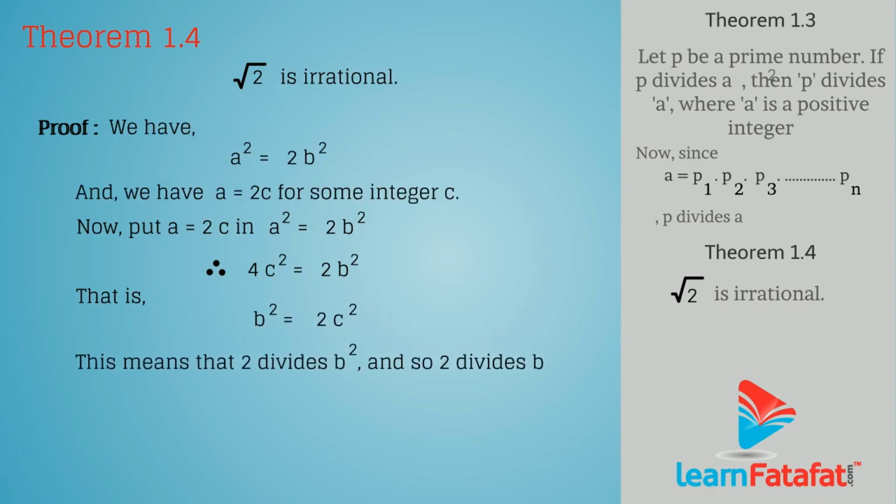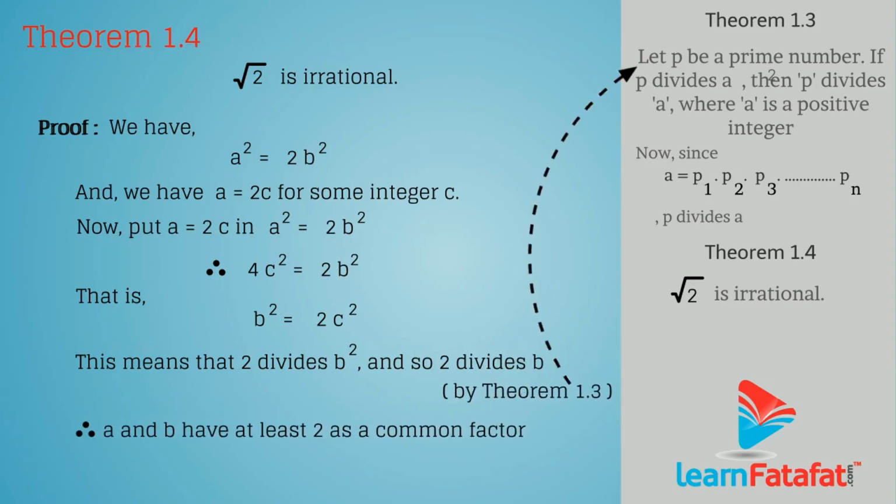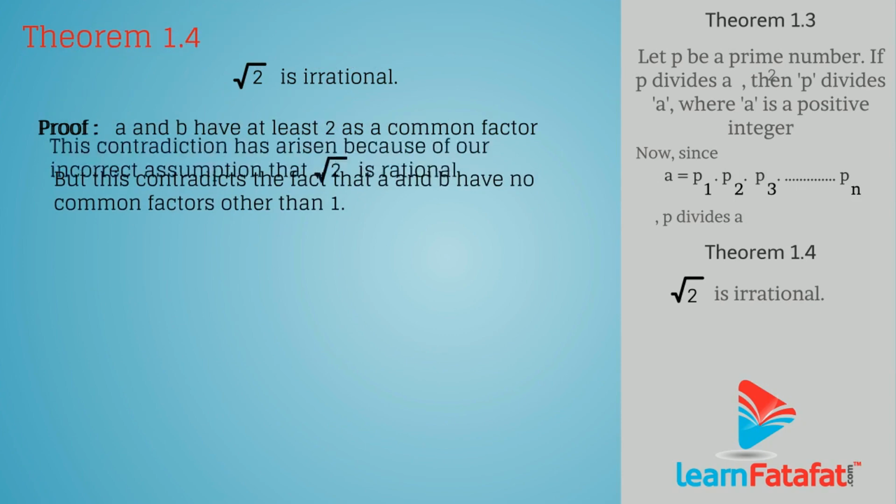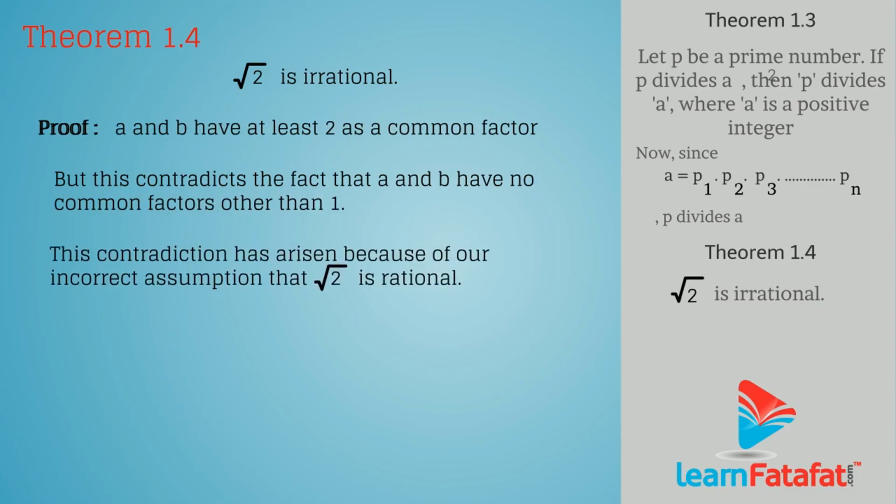This means that 2 divides b square, and so 2 divides b by theorem 1.3. Therefore, a and b have at least 2 as a common factor. But this contradicts the fact that a and b have no common factors other than 1. This contradiction has arisen because of our incorrect assumption that root 2 is rational. So, we conclude that root 2 is irrational.